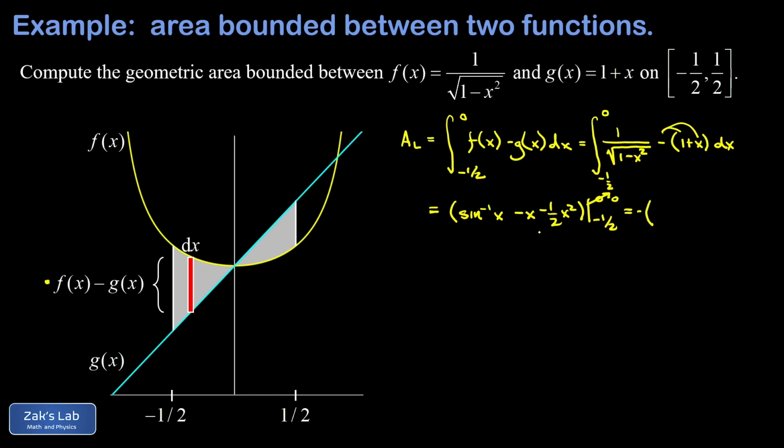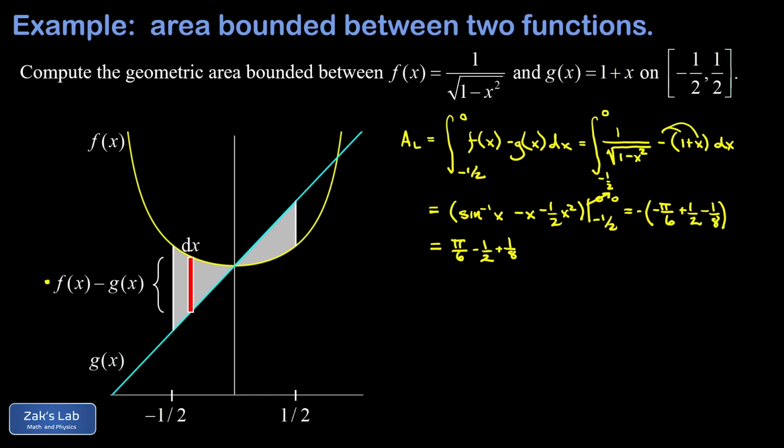So I end up with inverse sine of -1/2. What's the angle whose sine is -1/2? That's -pi/6. And then minus a -1/2, which is +1/2. And then I sub in the -1/2 into this quadratic term. And that gives me a 1/4 when I square it. And then multiply that by -1/2, and I get -1/8. So we can go ahead and distribute that minus sign. And we get a left area of pi/6 minus 1/2 plus 1/8.